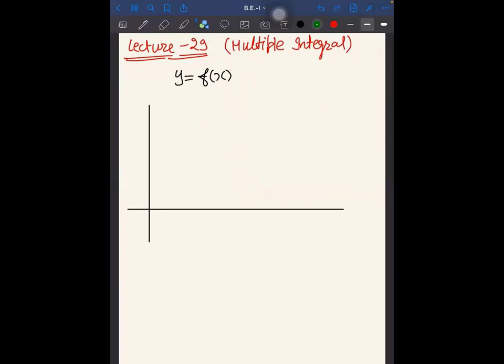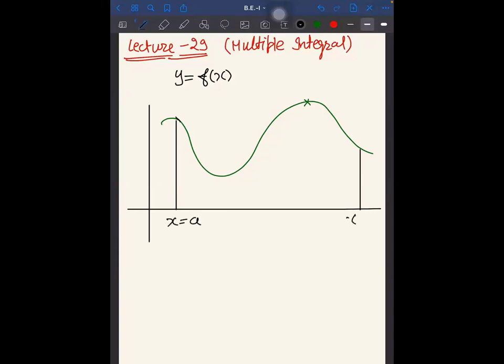So basically upper limit minus the lower limit of the curve. No, then you are wrong in saying this. This is your x is equal to a, and this is your x is equal to b. So can you tell me how to calculate the area? So what's the theory?